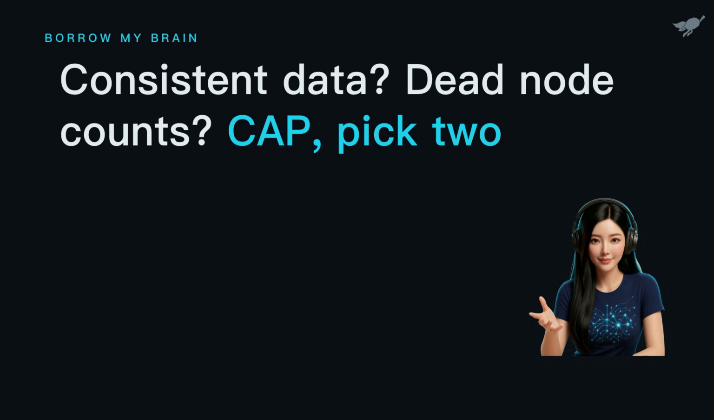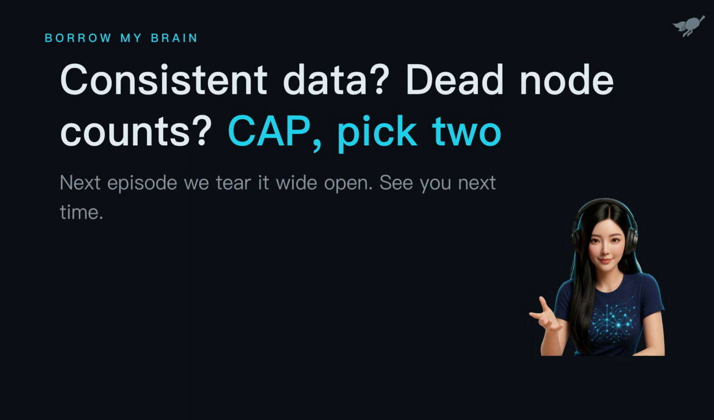Once you have lots of machines, the next problem walks right in. How do multiple machines keep their data consistent? If one machine dies, does the answer still count? That's the famous pick 2 out of 3 problem. Next episode, we tear it wide open.